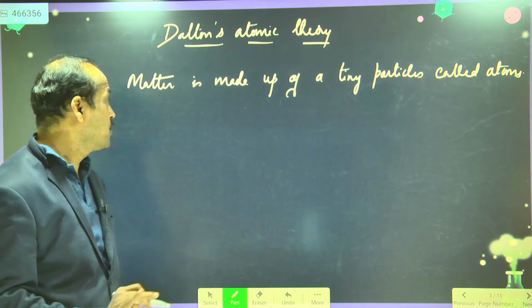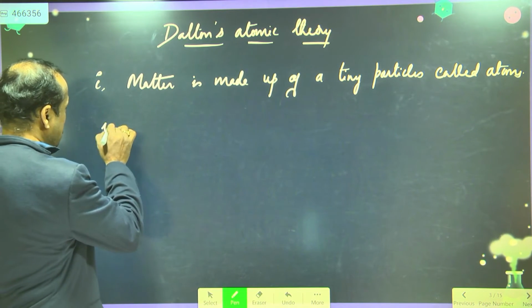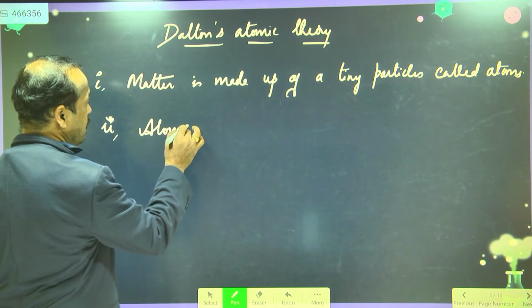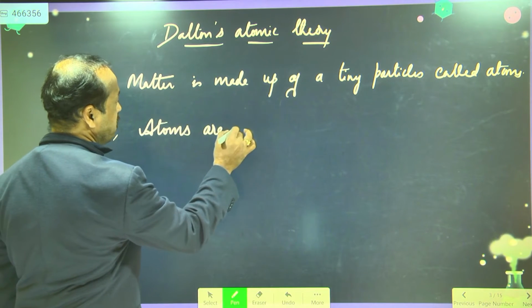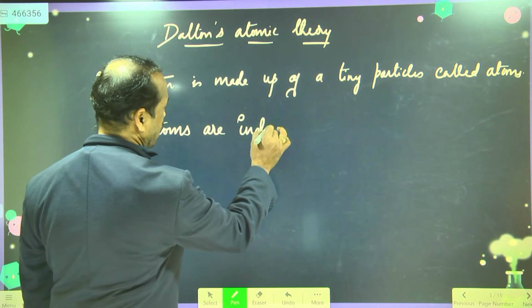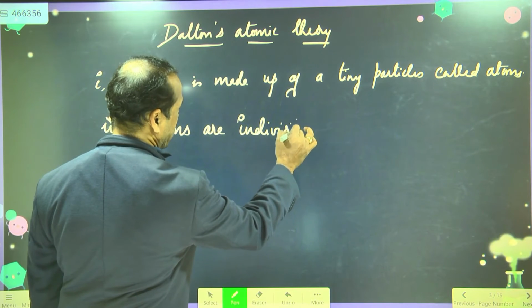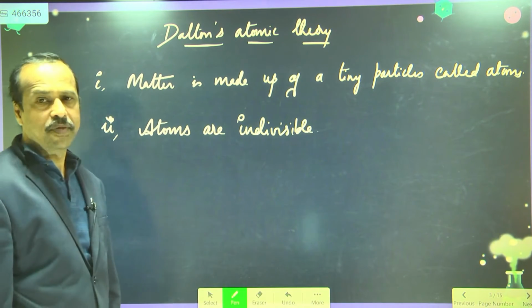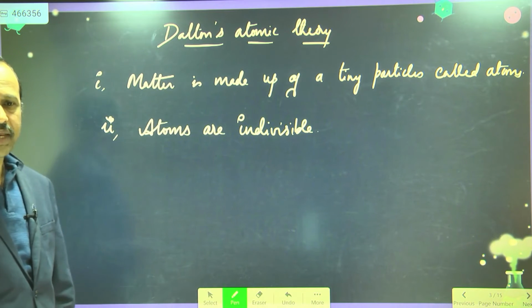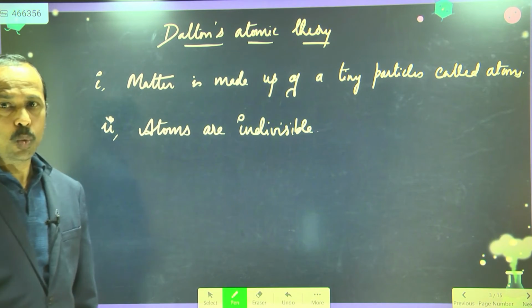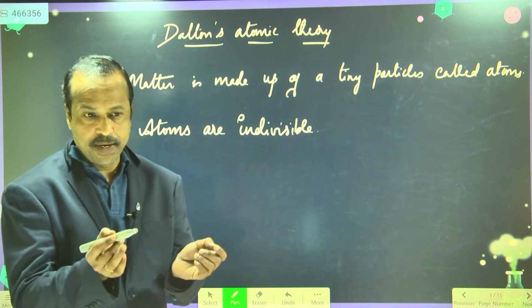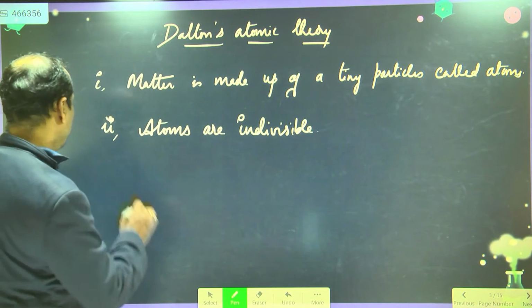This is an old concept. Now the second one: these atoms are indivisible and invisible. Indivisible we will write down, invisible is not required. So the concept is that these atoms are indivisible. We cannot break them.